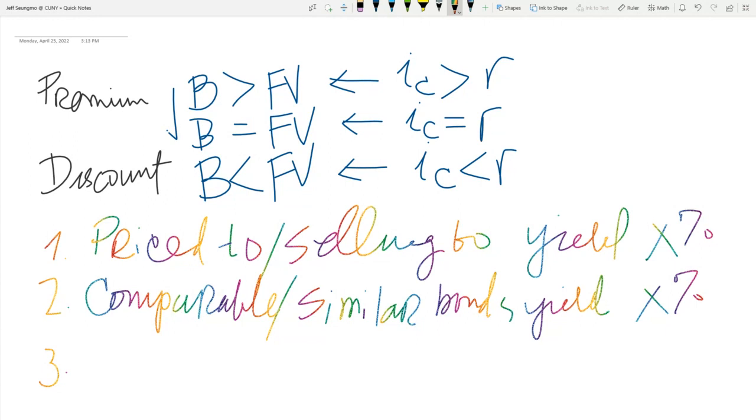That's what it means. Comparable bonds, similar bonds, yield X%, and this is, on average, what the bonds of the same risk class pay. The third way it is worded is that is what the prevailing market rate is.